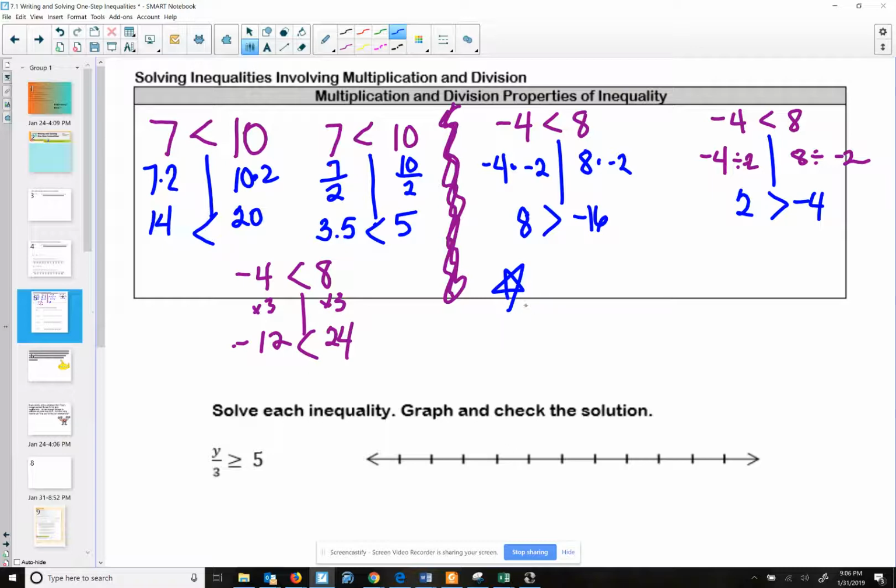I'm going to put a star here, and I'm going to say normal multiplying and dividing by a positive number, it's fine. But if you multiply or divide, and I'm going to abbreviate this with symbols now because it's our notes, if you multiply or divide by a negative, I'm going to write that super big.